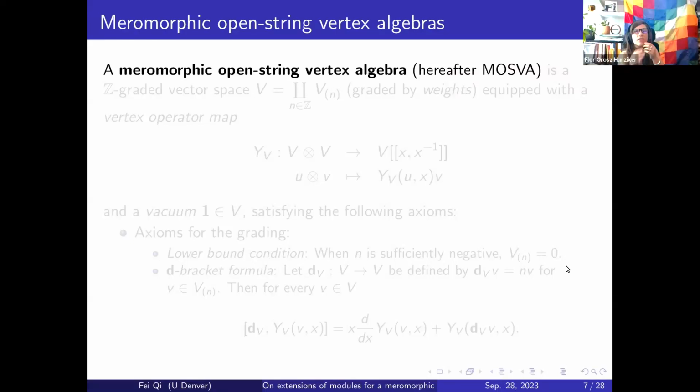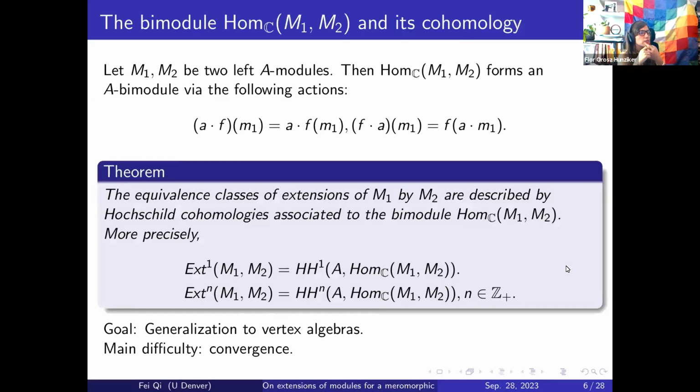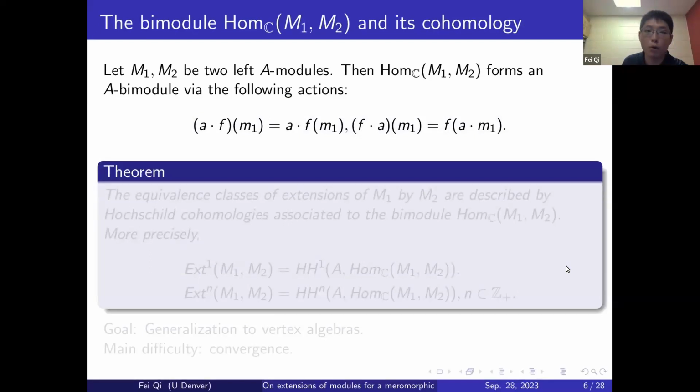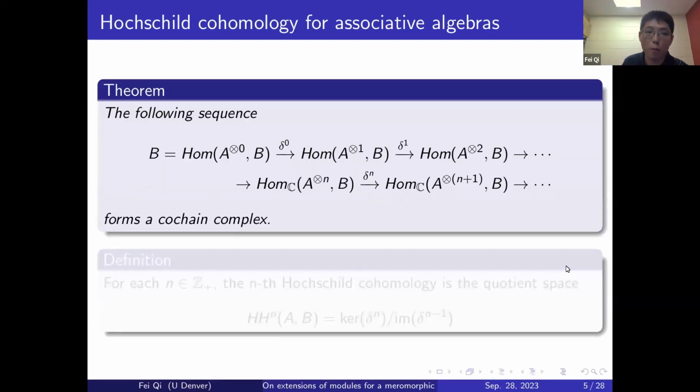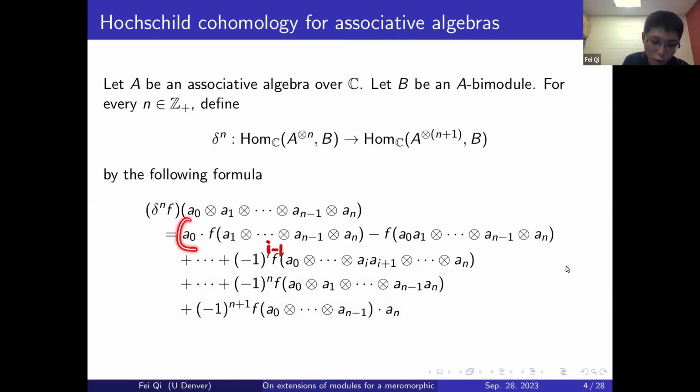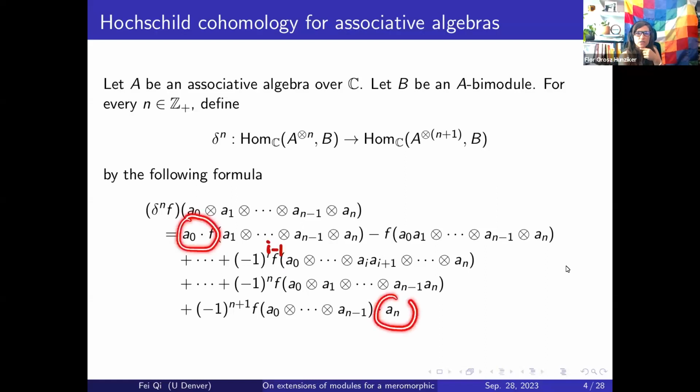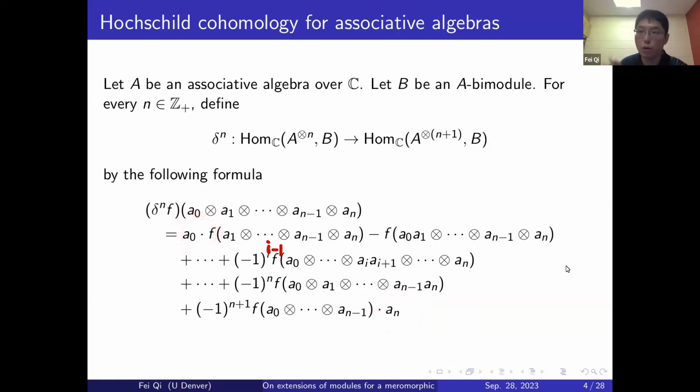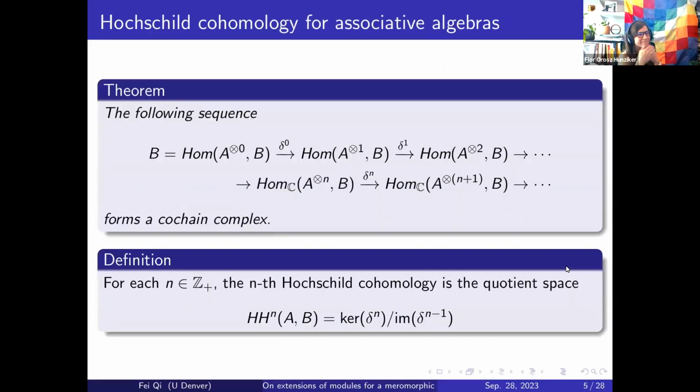So then, Fei, I have a question. Can you go back? Yes, please. Why is it important that it's a bimodule, this Hom, for the Hochschild cohomology? Are you using that? Because Hochschild cohomologies are defined over a bimodule. In order to get the coboundary operator, the first term needs a left action, and the last term needs a right action. So it's necessary for us to start with a bimodule. Yeah. Thank you.